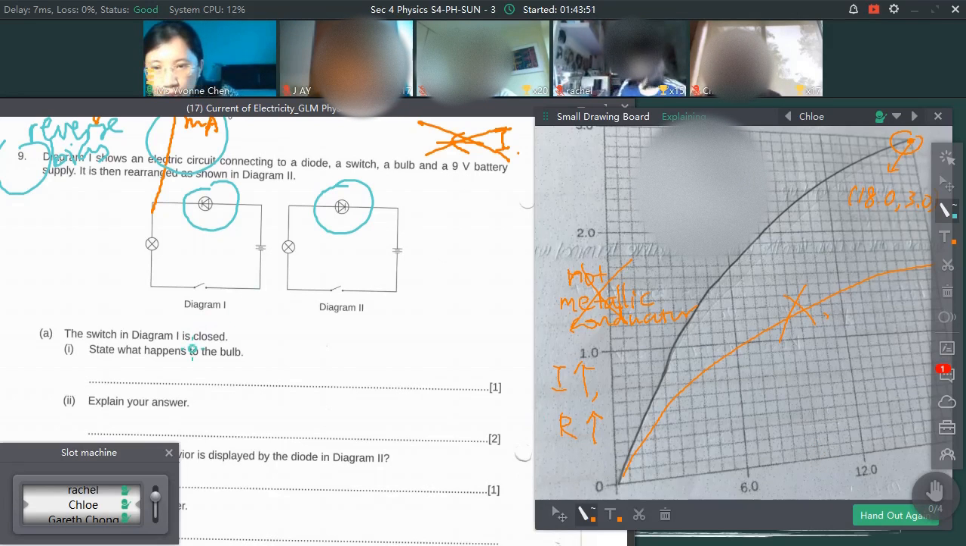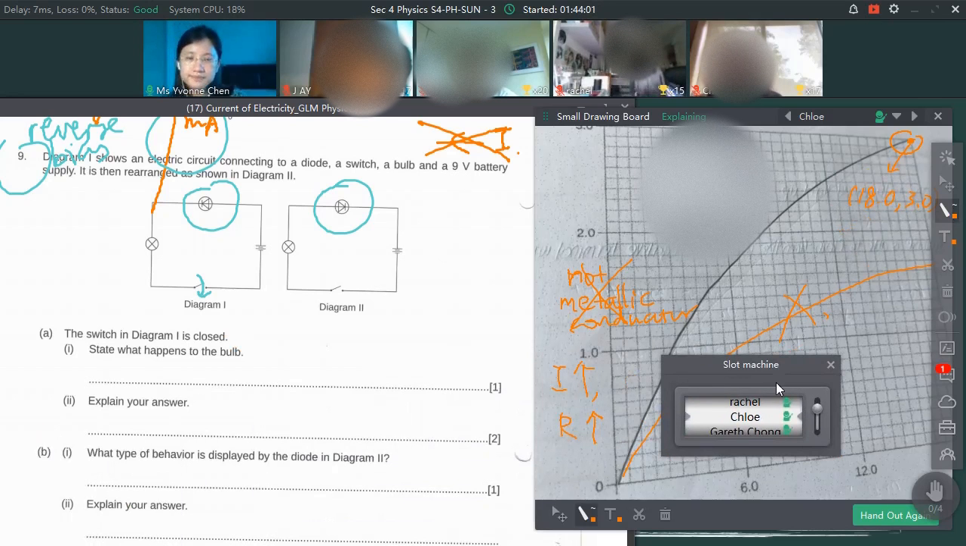So in diagram 1, when the switch is closed, state what happened to the bulb. In diagram 1, that's when the switch is closed. State what happened to the bulb.